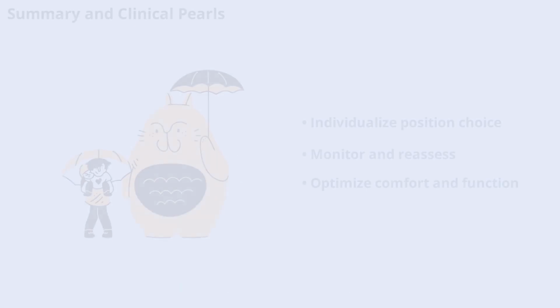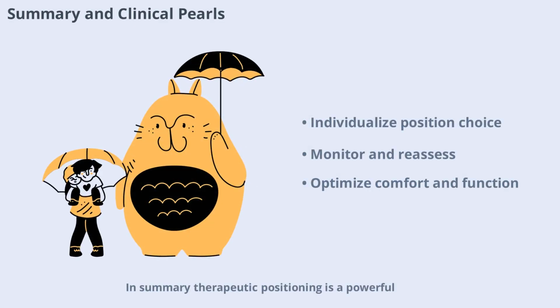In summary, therapeutic positioning is a powerful tool for optimizing cardiopulmonary function, comfort, and safety in a variety of patient populations. The choice of position should be individualized based on patient goals, clinical status, and ongoing monitoring. Remember, there is no one-size-fits-all approach. Always assess, position, and reassess to ensure the best outcomes for your patients.